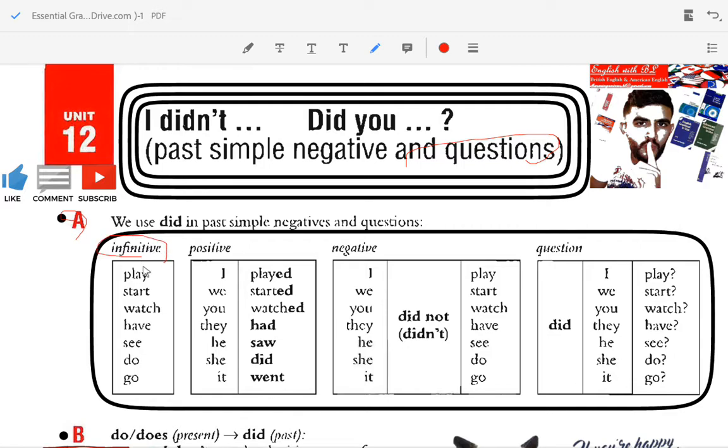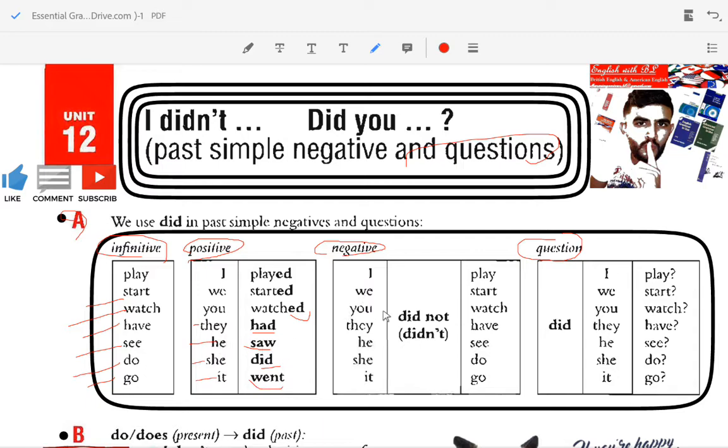Infinitive, positive, or we say affirmative, negative, and question. Affirmative, infinitive verb: play, start, watch, have, see, do, go, etc. Positive form: I played, we started, you watched, they had, he saw, she did, it won.